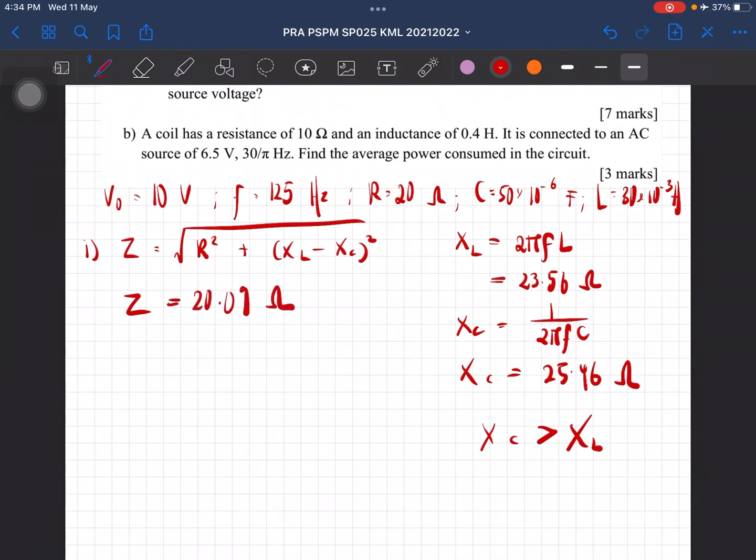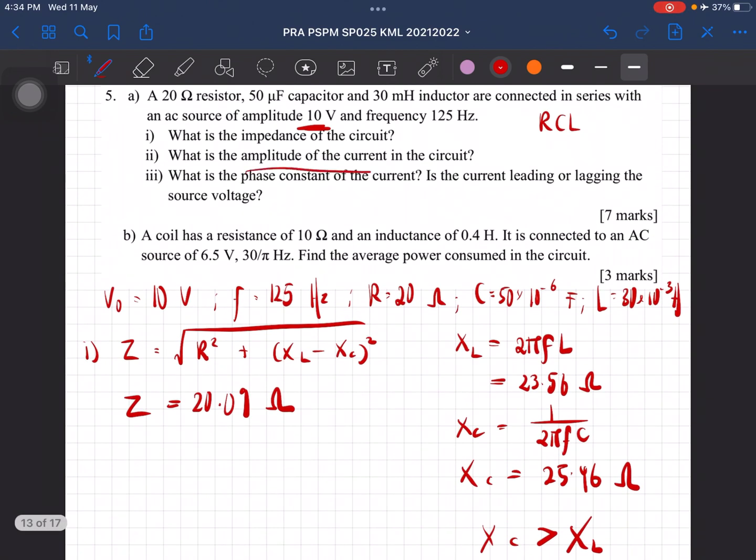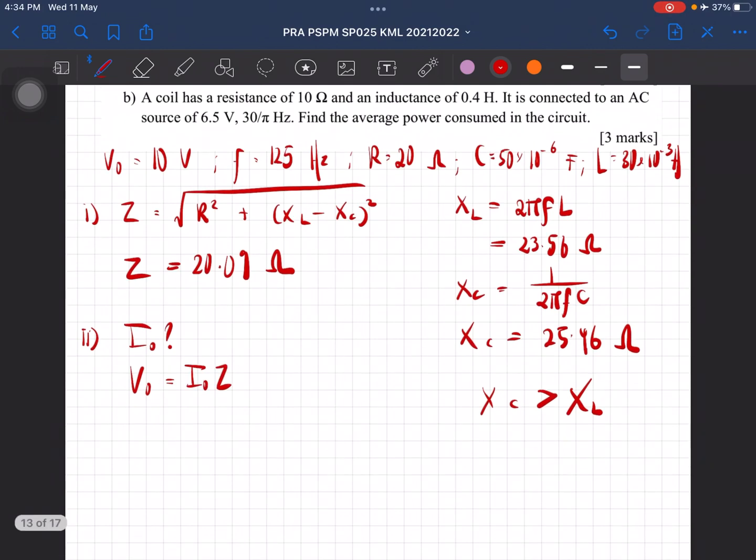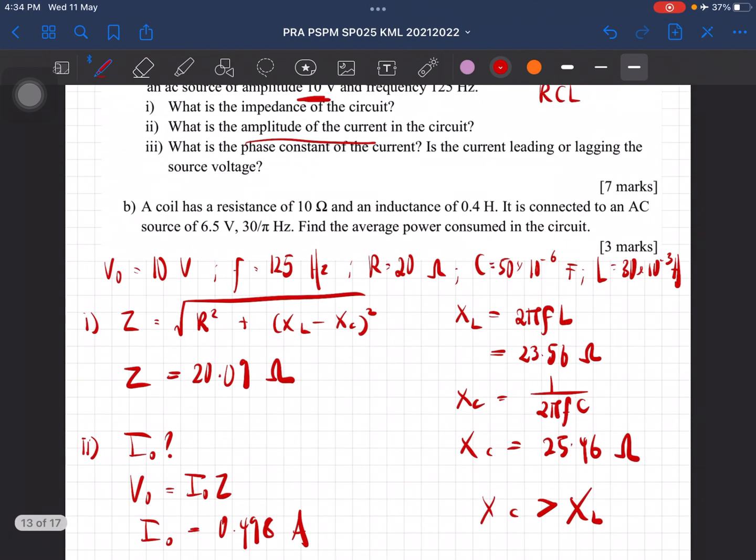So Z, the impedance, is gonna be equal to 20.09 ohm. Okay, so question Roman 2, what is the amplitude of the current in the circuit? So this is asking about I naught. We know that we are gonna use this equation. So I naught is equal to 0.498 ampere.